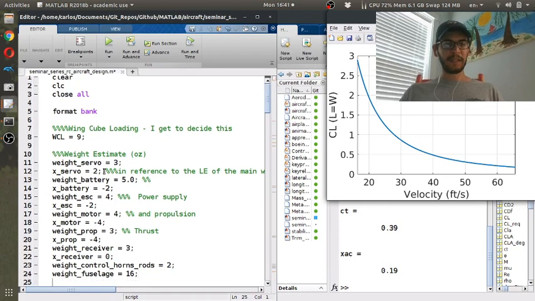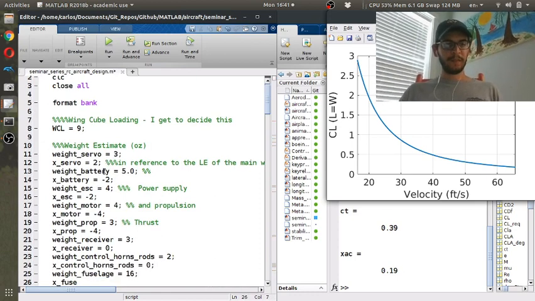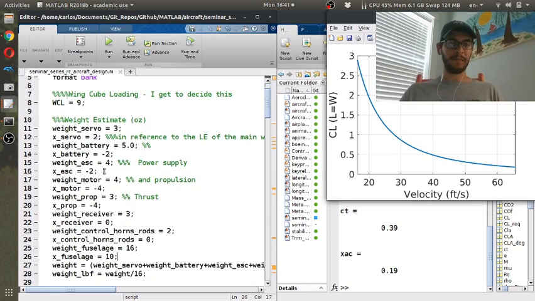The fuselage, this is going to be a hard one. The control horns and stuff, I'm just going to say is 0. The fuselage is difficult. My recommendation is you build the fuselage. This fuselage is probably going to be tail heavy, so it's probably going to be like 10 inches behind the quarter chord, if I had to be honest.